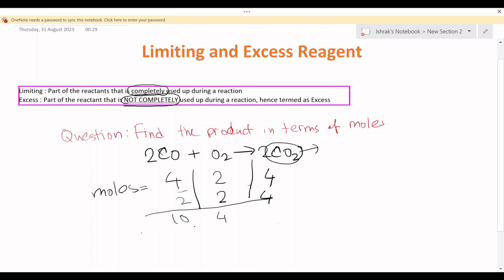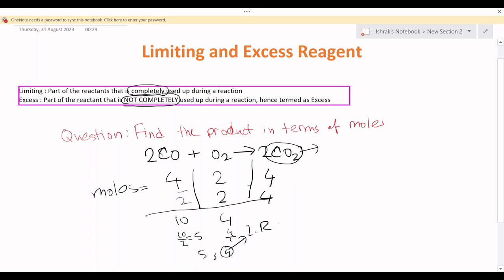Now, let's find out my limiting reactant the same way. So this is 10 divided by the coefficient, which is 2. This gives me 5. And this one is 4 divided by, there's no coefficient, it's just 1. So we have 5 and 4. So this one is my limiting reactant.